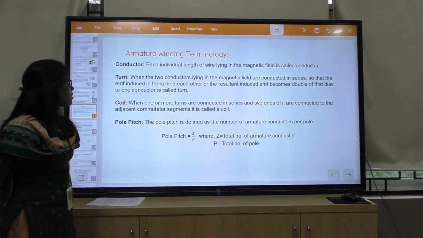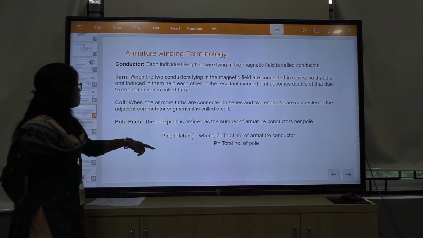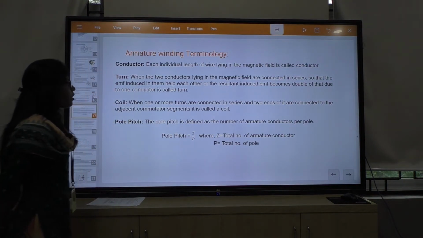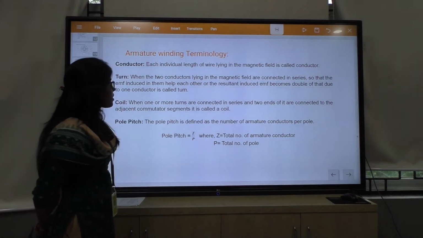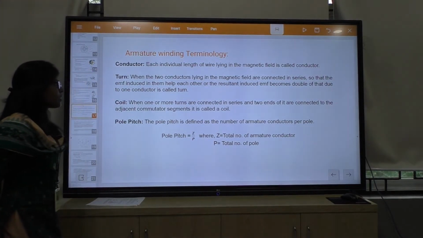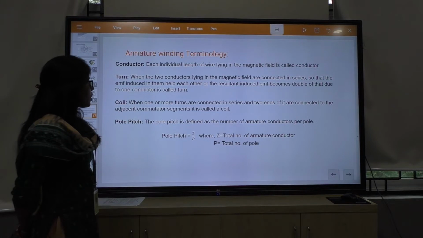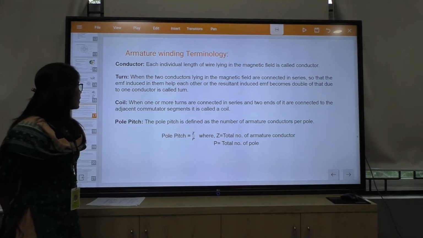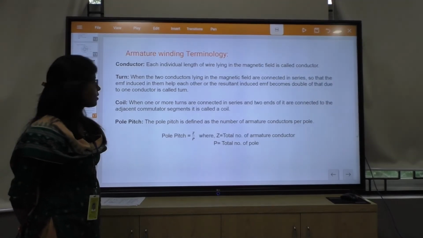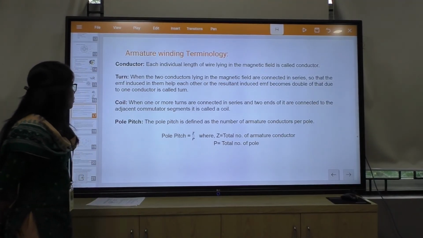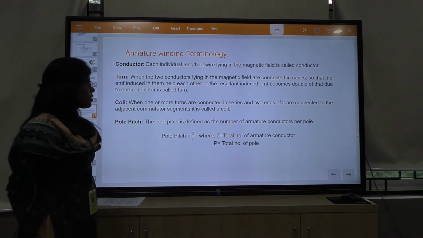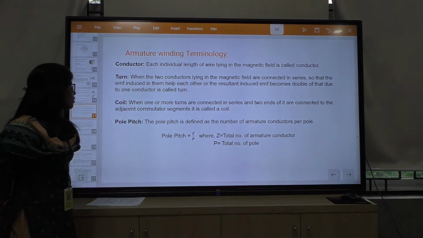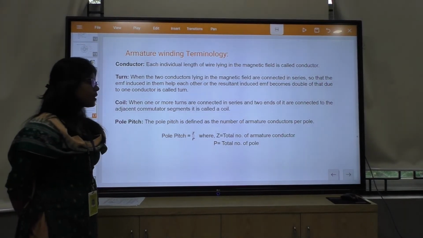Next, turn. What do we mean by turn? A turn means two conductors lying in the magnetic field are connected in series, so that the EMFs in them help each other and the resultant EMF becomes double that of one conductor. Second, coil. When one or more turns are connected in series and the two ends of it are connected to adjacent commutator segments, then it is called a coil.